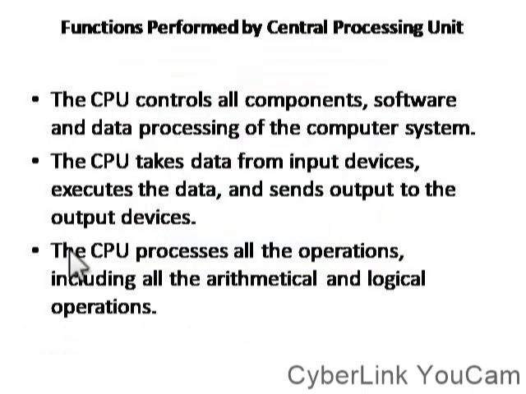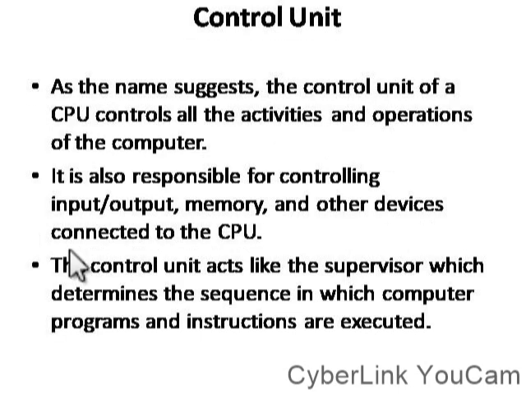Now the functions performed by the central processing unit. The CPU controls all components, software and data processing of the computer system. The CPU takes data from input devices, executes the data and sends output to the output device. The CPU processes all the operations including all the arithmetic and logical operations. As we have seen, the CPU is divided into three parts. So the first part is the control unit.